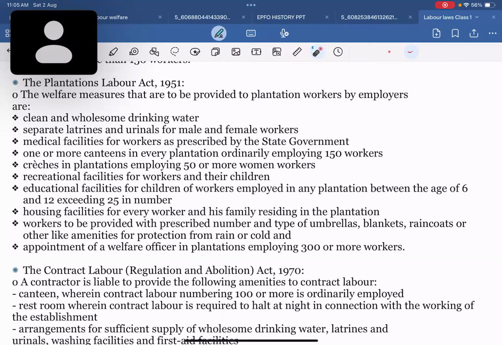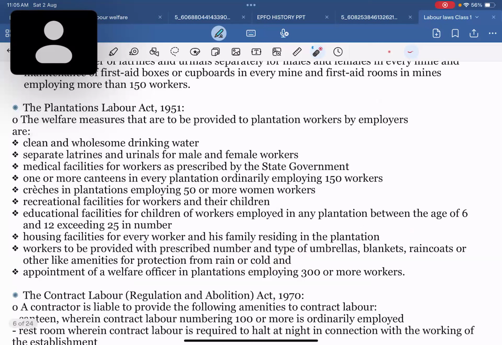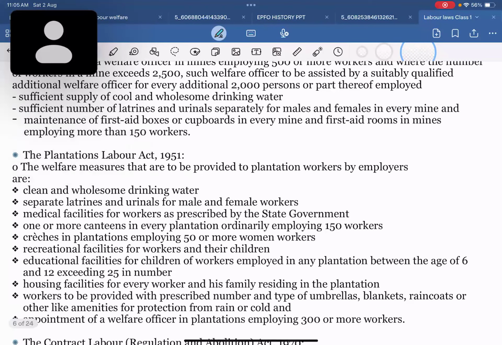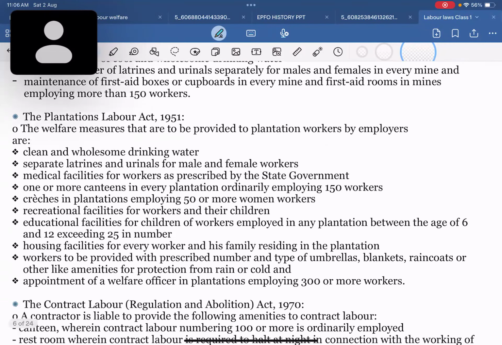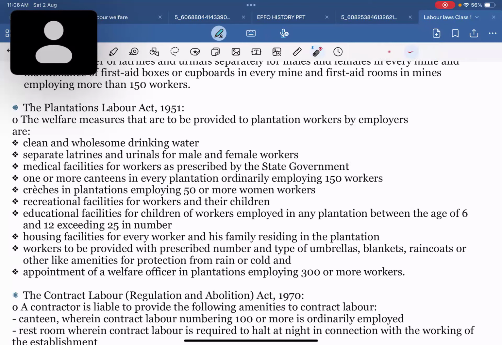Okay. Workers to be provided with a prescribed number and type of umbrellas, blankets, raincoats, or other like amenities for protection from rain and cold. See, is anyone getting this kind of facilities? MGNREGA also comes under the various acts. But do you think such facilities are provided to the laborers working under MGNREGA? No, not at all. Why? And why is the government not looking into it? Because there is no one to raise the concern on this kind of issues.